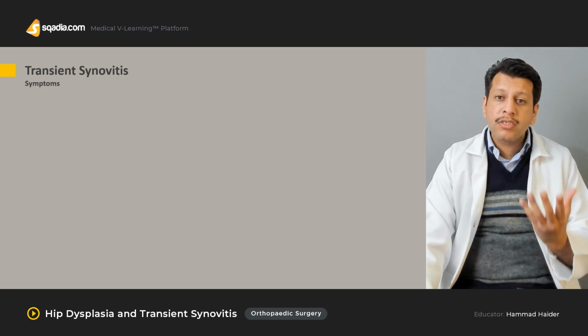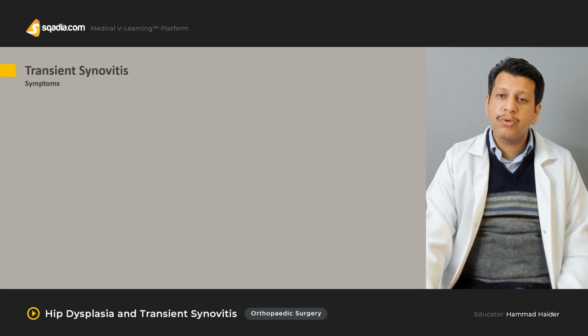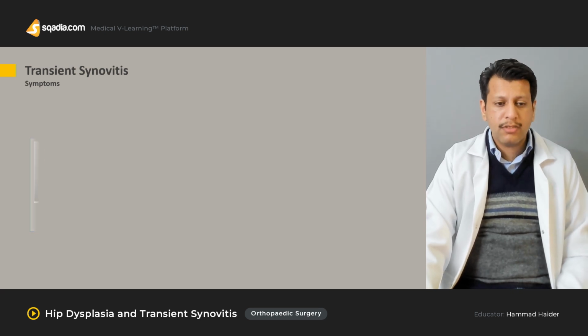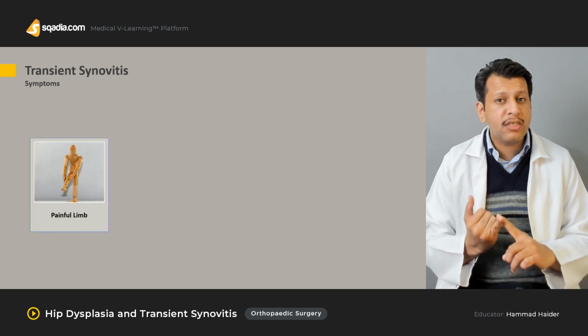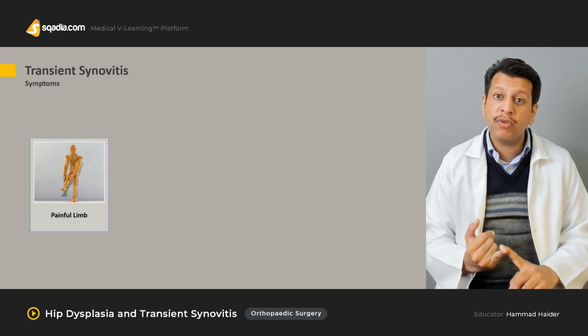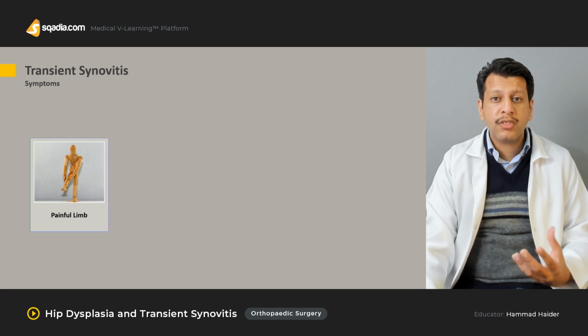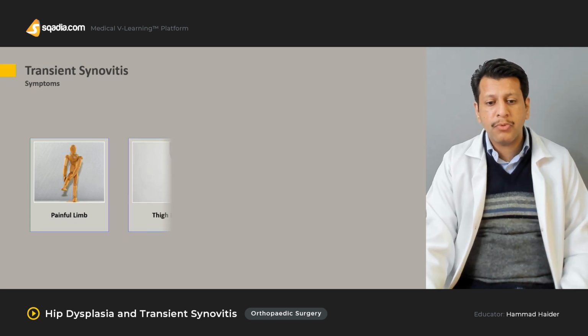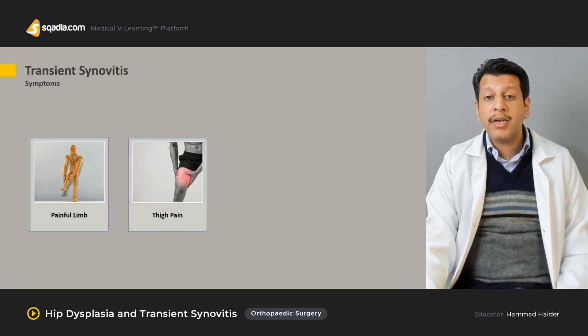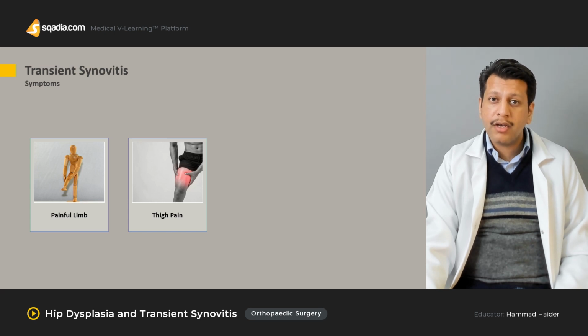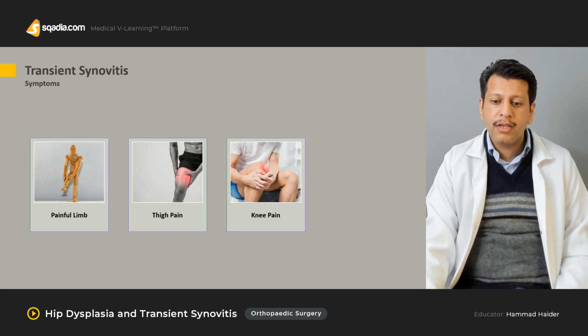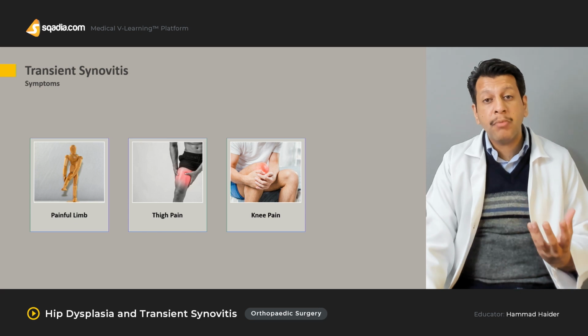But what are the symptoms with which the patient usually presents in the case of transient synovitis? As it was in our case, the most common was a painful limb. The patient complains that when he or she walks or stands, there's a problem in the hip joint. Next, there may be radiating pain towards the thigh or the groin area as well. It may be associated with knee pain.